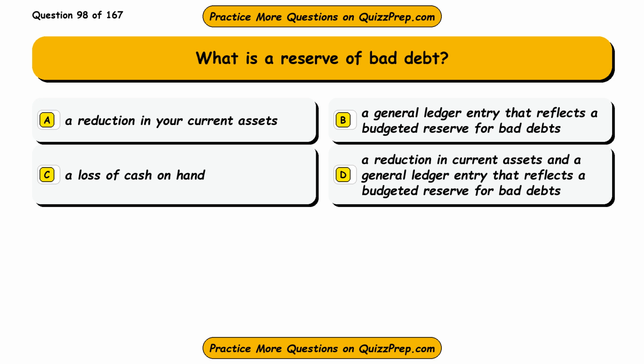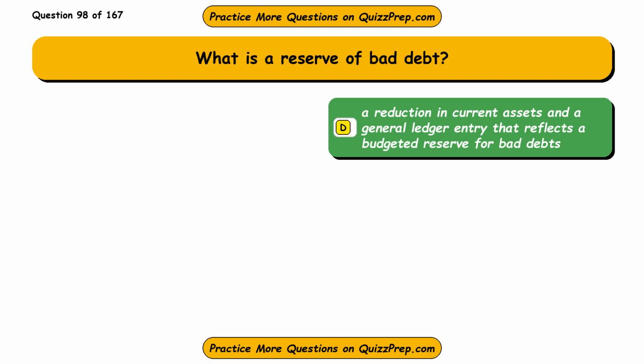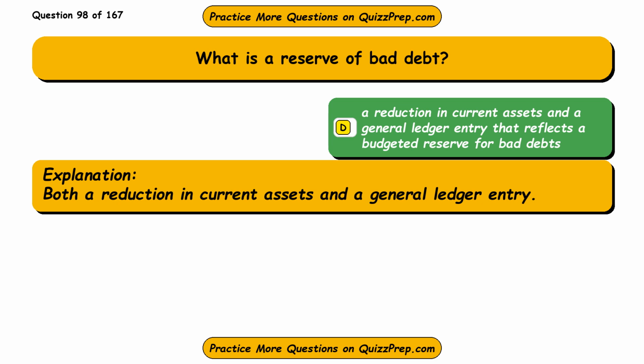Option D, a reduction in current assets and a general ledger entry that reflects a budgeted reserve for bad debts. The correct answer is option D, a reduction in current assets and a general ledger entry that reflects a budgeted reserve for bad debts. Both a reduction in current assets and a general ledger entry.